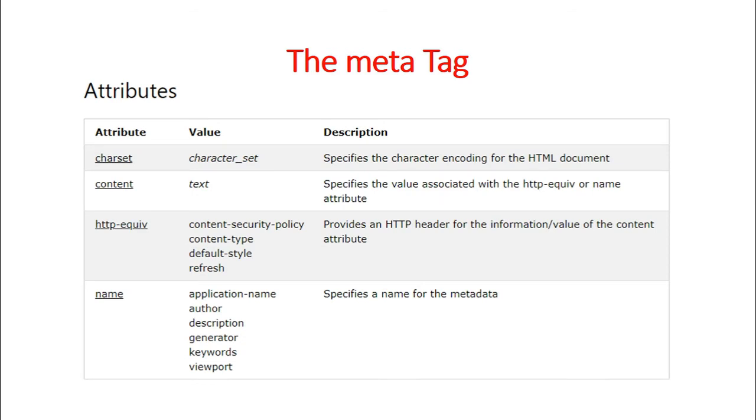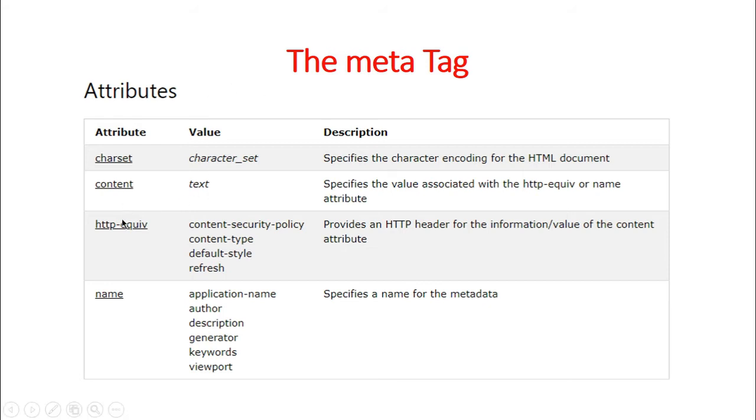So we have a bunch of attributes: the charset attribute, whose value is the character set itself. It specifies the character encoding of the HTML document. Similarly, we have the attribute called content, whose value is the text that specifies the value associated with the http-equiv attribute or the name attribute.